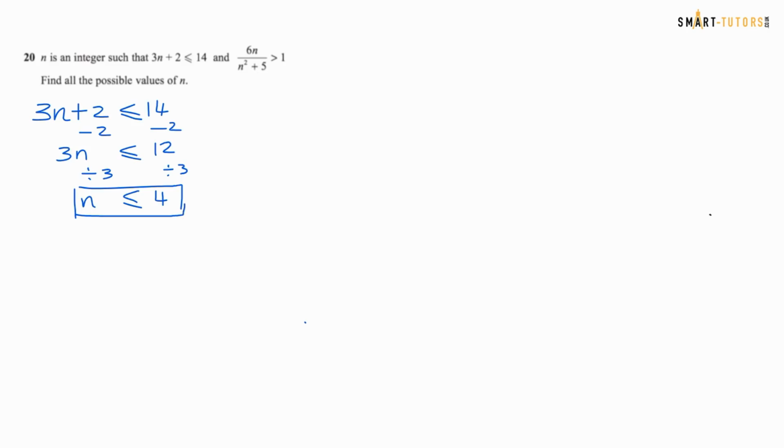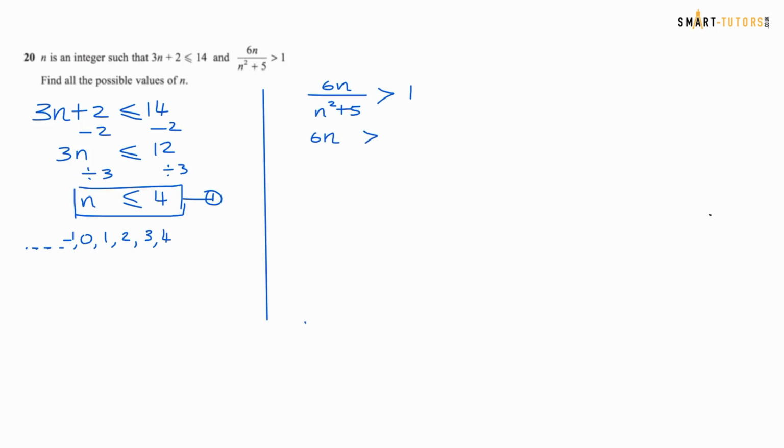So this is the first solution for one of the inequalities. So the possible answers for n can be 4, can be 3, can be 2, can be 1, can be 0, can be minus 1, and so on, right? So the second part of the question is another inequality we need to solve. So 6n over n squared plus 5 greater than 1. So I'm going to multiply by n squared plus 5 because it's a positive number. So n squared is positive, plus 5 is a positive number. So you can multiply both sides by n squared plus 5.